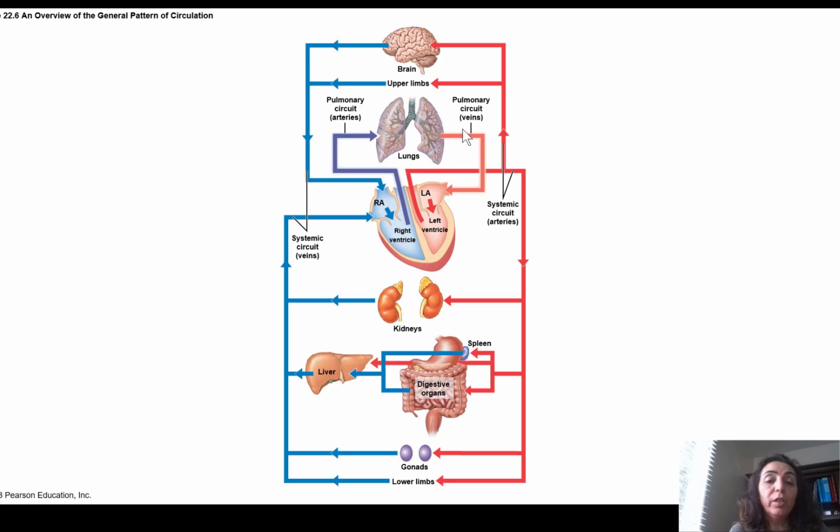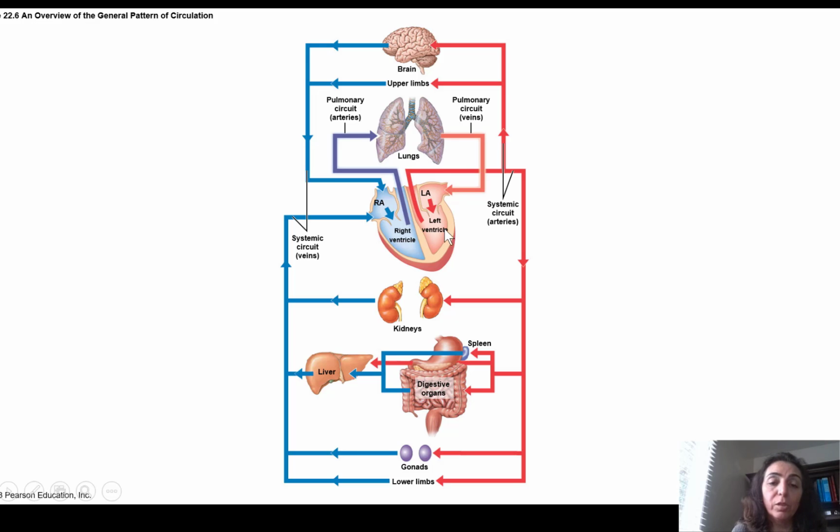After that, the blood that is now full of oxygen gets into the pulmonary vein, the small venules, then bigger, and then finally the biggest pulmonary veins, four of them, all get back to the left atrium. So that's the pulmonary circulation.